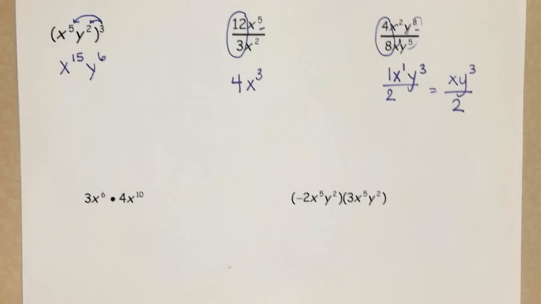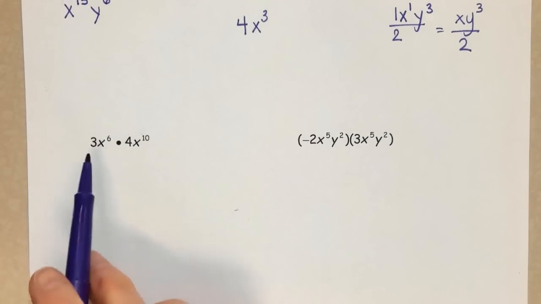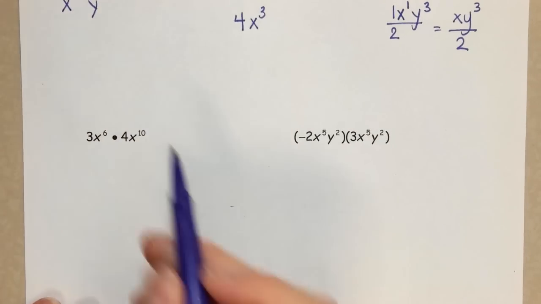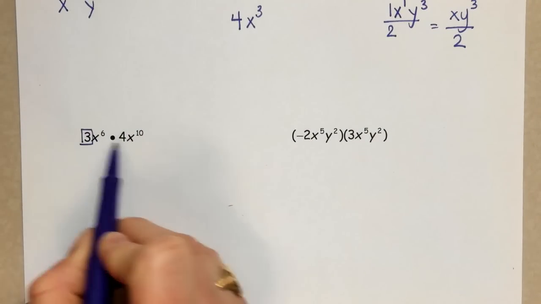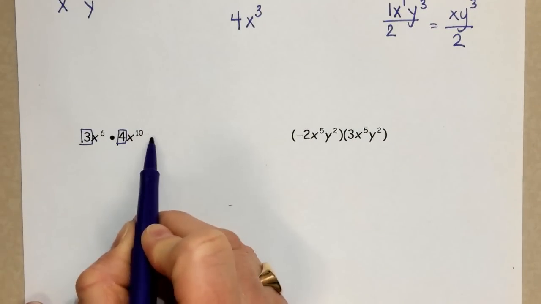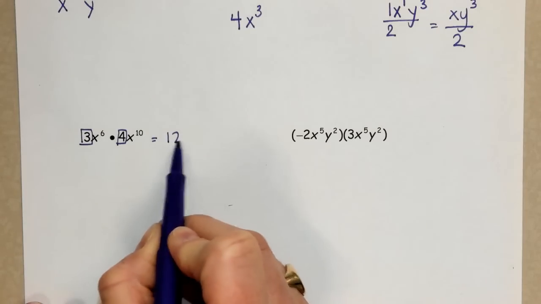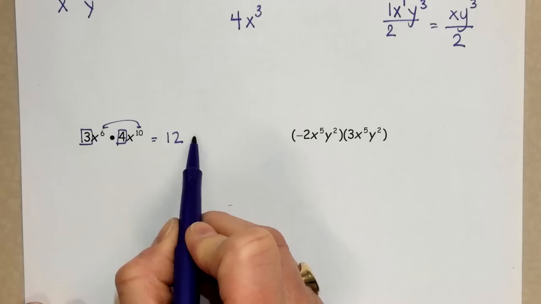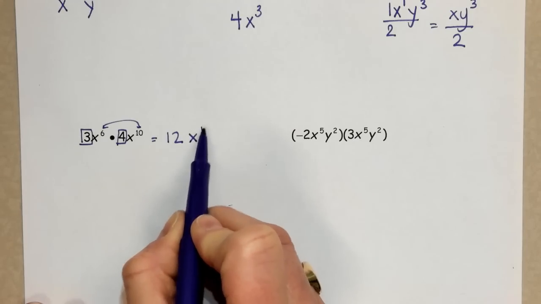Okay. The next one illustrates what to do with these big numbers. Again, that becomes the hard part. This is a multiplication problem, so coefficients multiply like normal. So 3 times 4 makes 12. And then your exponents add. So 10 plus 6 makes 16.